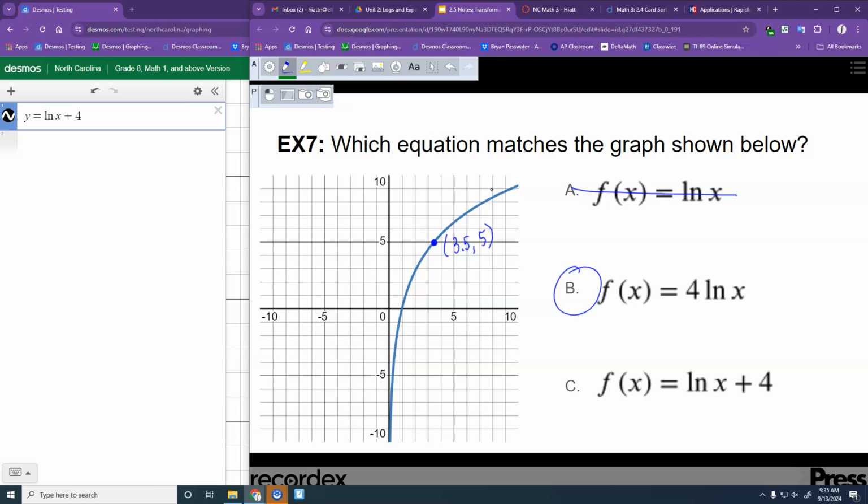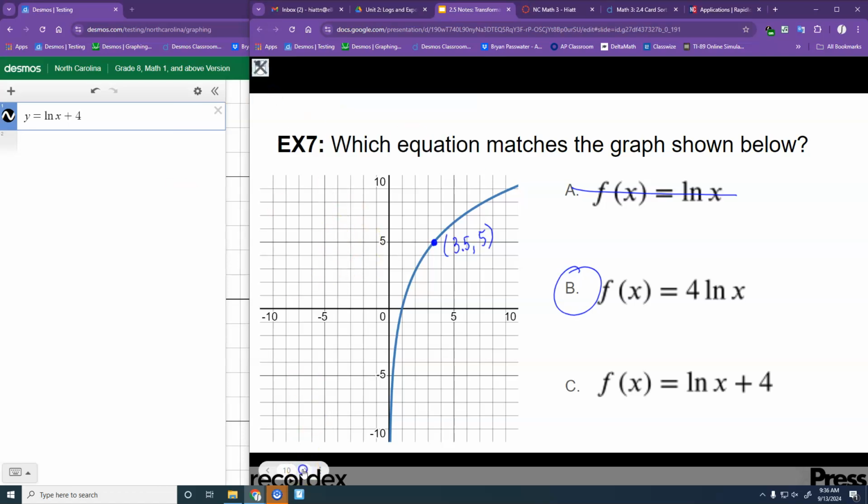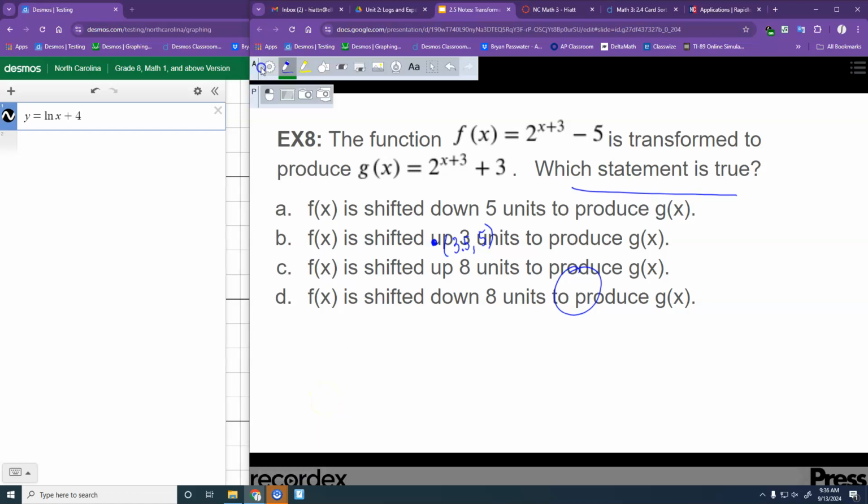Okay, so don't just look at it really quickly, especially on ones like this where you've got that option where it's been stretched out, because those are hard to tell.